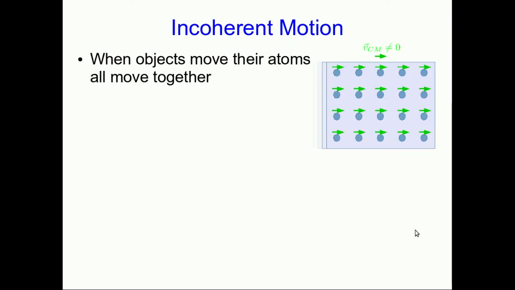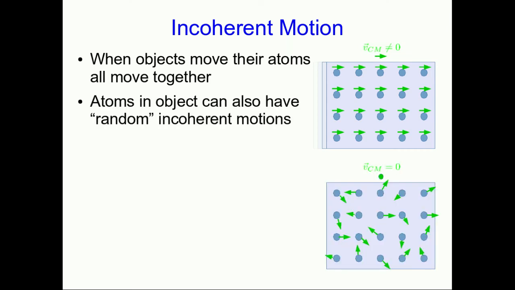Just as the configurations of atoms in objects can be rearranged coherently or incoherently, it's also possible for the motions of atoms in an object to be coherent or incoherent. When an object moves, all of its atoms move together in a coherent way. They're all doing the same thing. On the other hand, the atoms in an object can have random, or what we call incoherent motions, where they don't all move together, they move in different directions, and this doesn't result in the object moving, it's just random internal motions of the atoms.